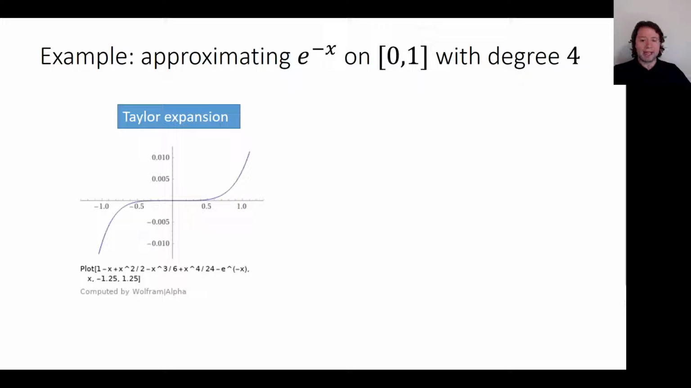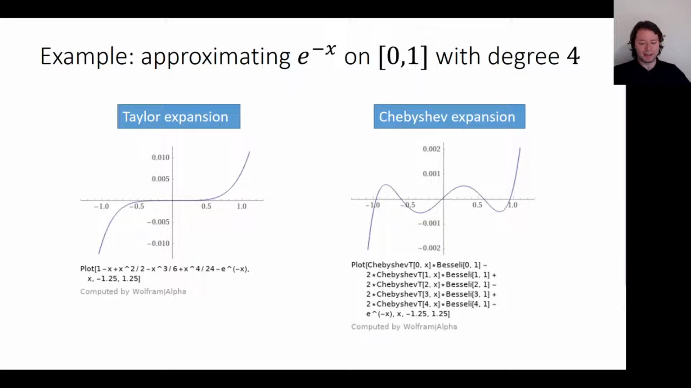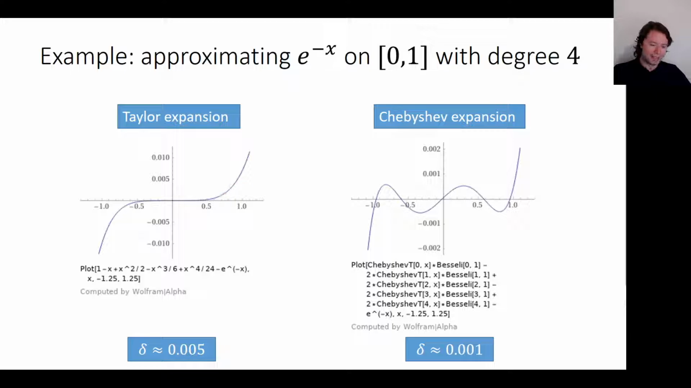0.005. But if I do the same thing for the Chebyshev expansion, it actually does even better. So the Taylor expansion gets error about 0.005, but the Chebyshev expansion gets down to error like 0.001. And maybe the intuition here is that, to the right of the y-axis, the Taylor expansion's error is always positive, always above the x-axis, whereas the Chebyshev expansion wiggles back and forth and is allowed to take advantage of this a little bit.